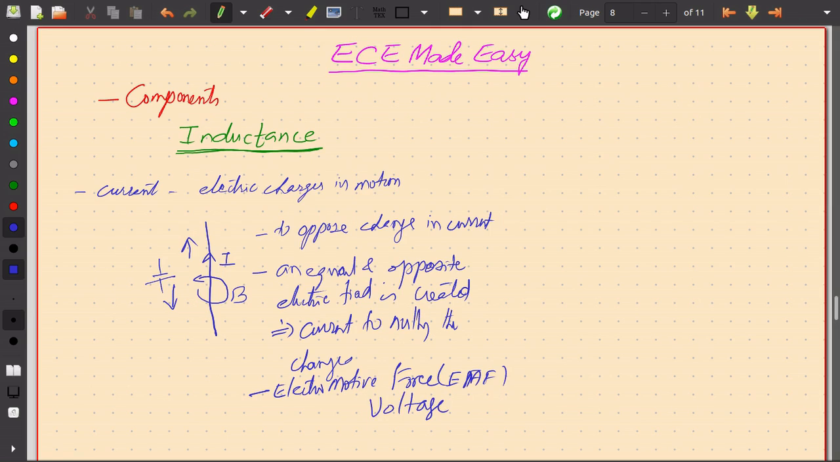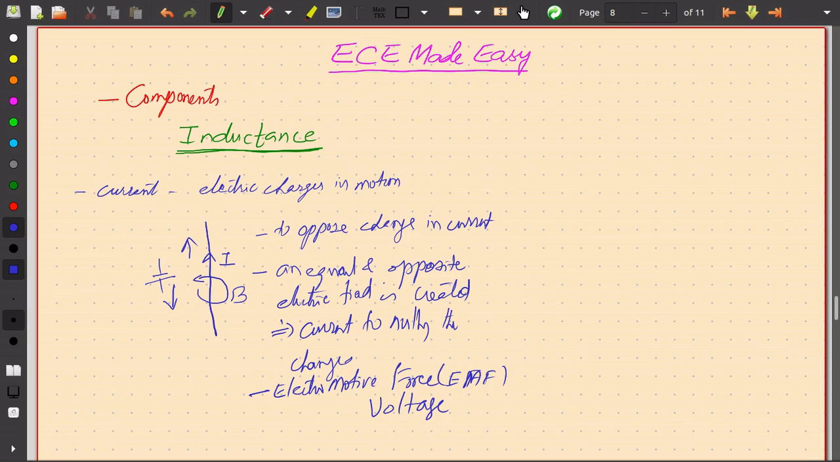So whenever there is current flowing in a conductor, there does exist a magnetic field, and the tendency of the magnetic field is to oppose change in the current. If there was no current, there was no magnetic field, but suddenly if the current starts to increase, then a magnetic field is created, and the created magnetic field tries to oppose this change in the current. And that's the basic concept about inductance.